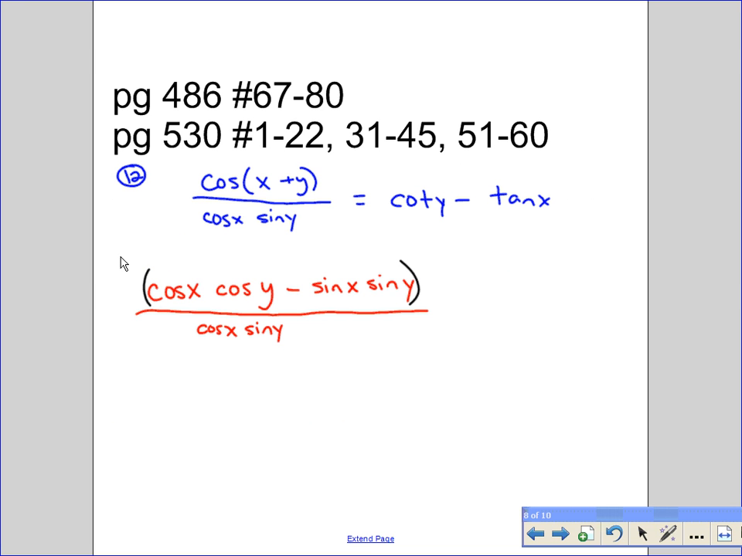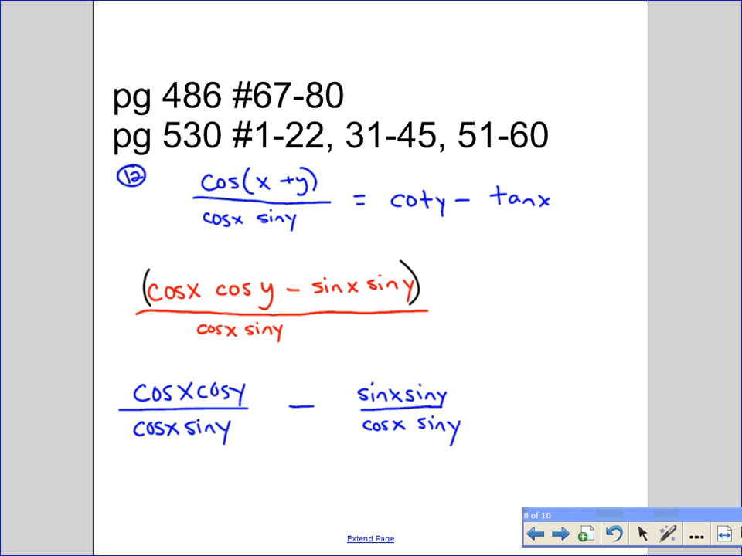The same way that you know how to distribute through parentheses, you can distribute from underneath the parentheses as well. So I'm going to distribute the same thing. I'm going to let this say cosine of x, cosine of y, and give it the denominator, minus sine of x, sine of y, same thing, give it the denominator as well. You see how I just distributed the denominator? It was the same thing as distributing through parentheses, except we're doing it from below in the bottom of the fraction.